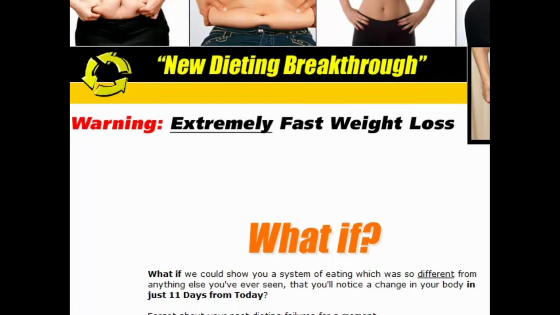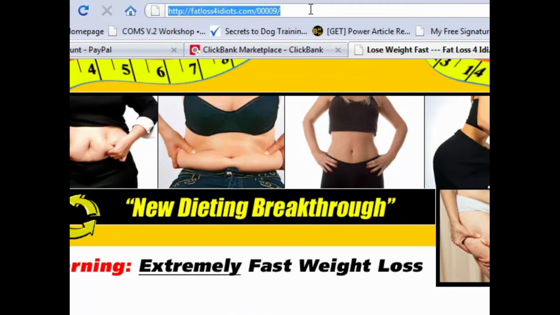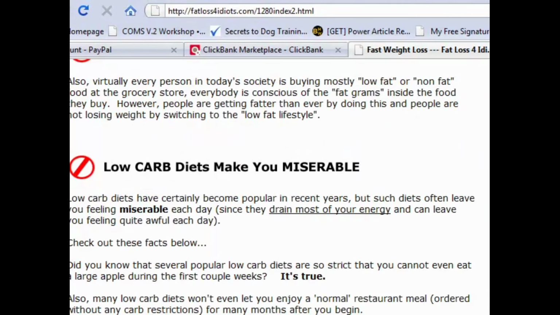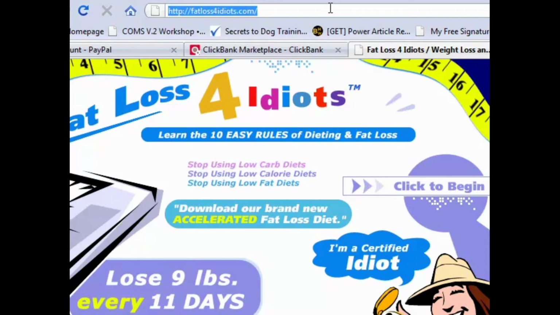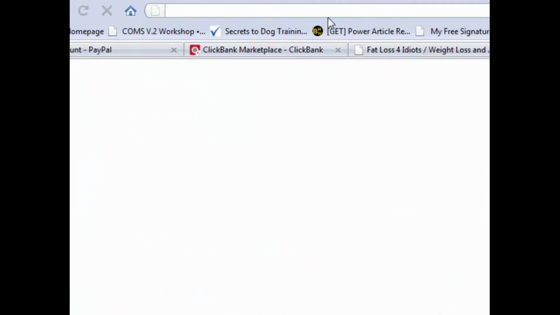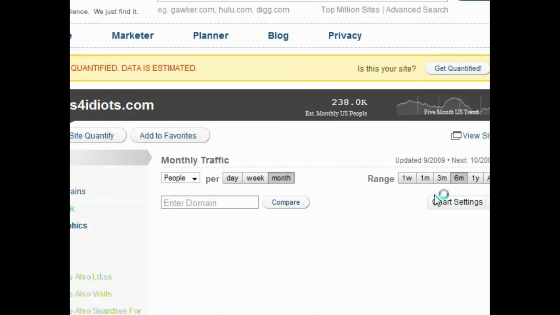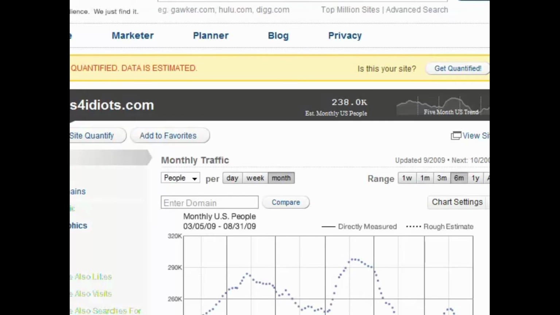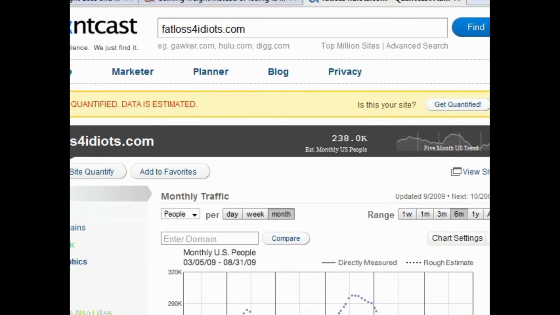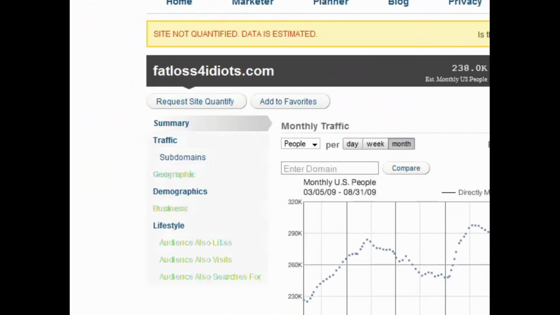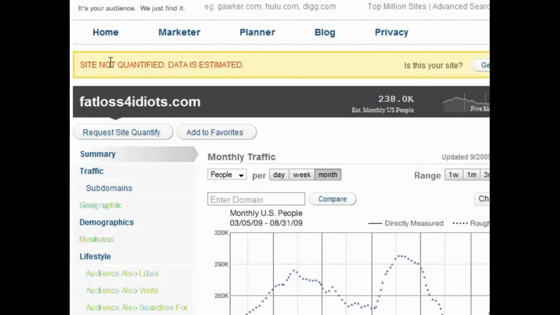And then the next thing that I would do, just to double check my findings, is I would go all the way back to Fat Loss for Idiots, and then I would go to Quantcast. So let me do this here. Okay, so I've gotten to Quantcast. I typed in fatlossforidiots.com, and it says site is not quantified, so data is estimated. So we just need to make sure that we take this into consideration.